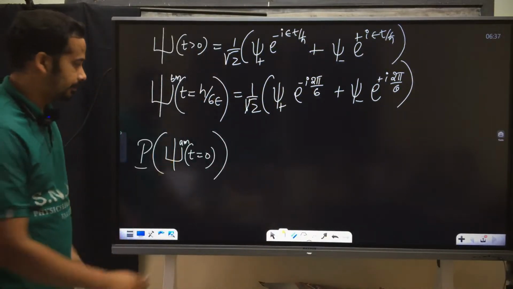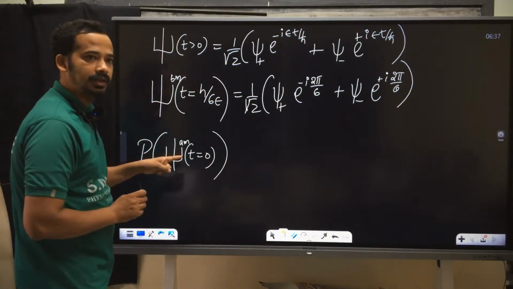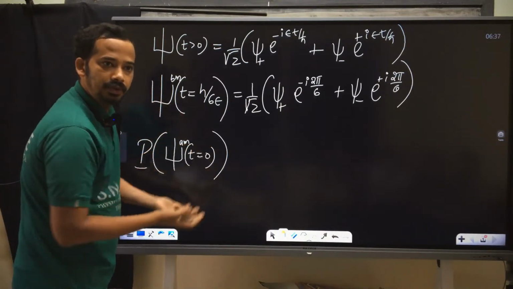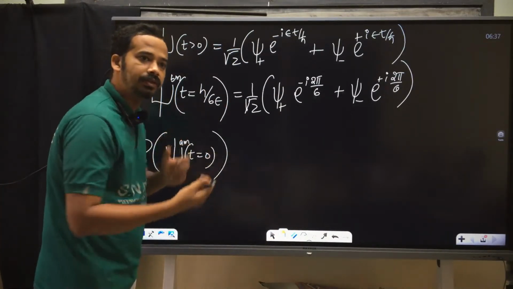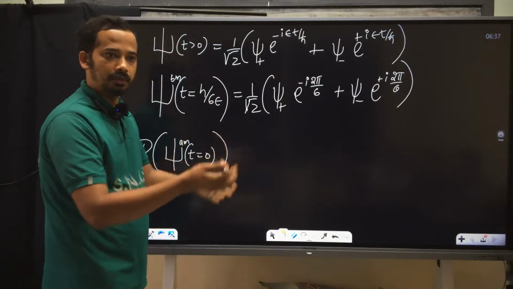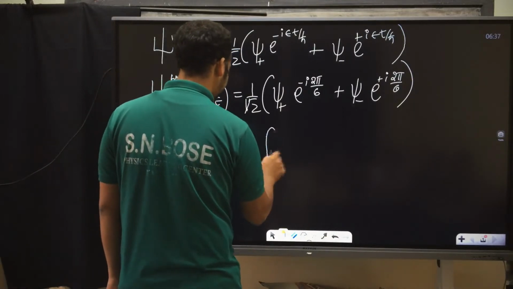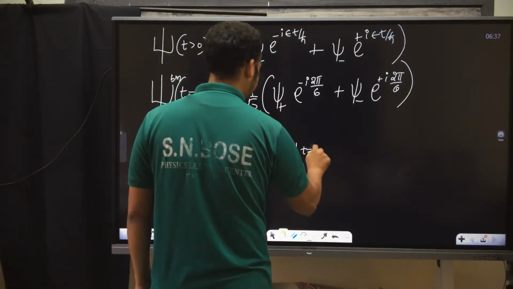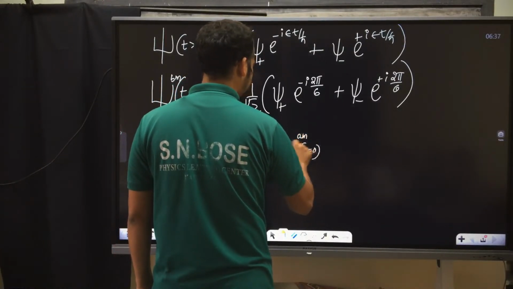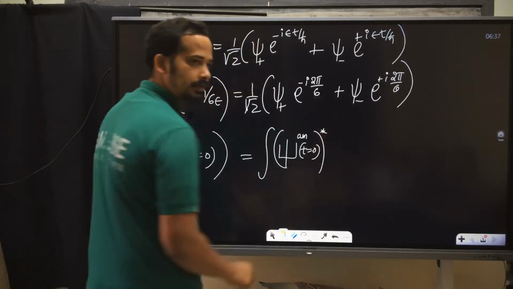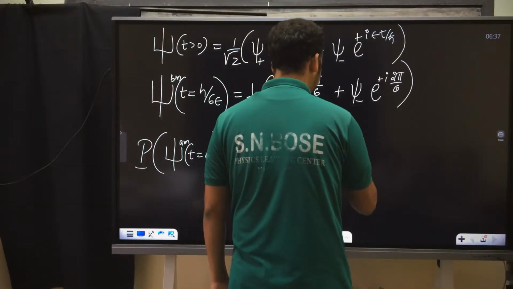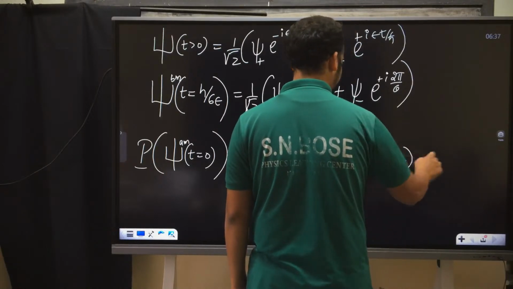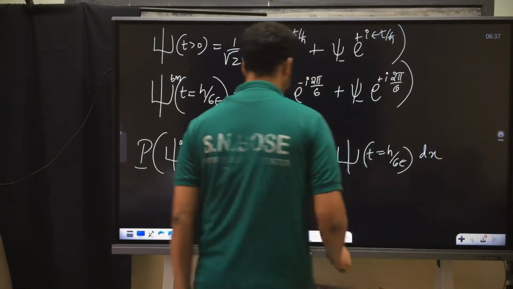So this is the state before measurement. This is the state after measurement. Am I right? If you're asking the probability of getting this one, you have to assume that you have done the measurement and you got this outcome. Inner product mod square, isn't it? What is this one? Psi at t equal to 0 after measurement. The star. Psi at t equal to h by 6e, dx. Mod square.